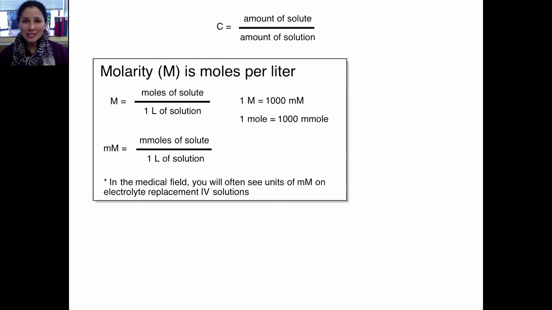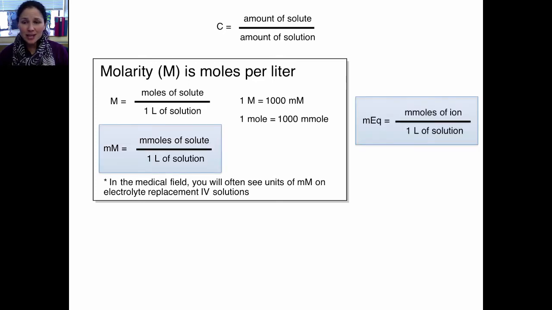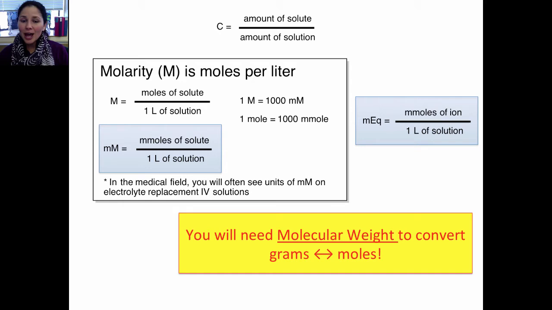A unit very closely related to millimolar is milliequivalence. An equivalent is an equivalent of charge. And so it basically tells you how many moles of charge are in a solution, or moles of ionic charge. You can refer to your textbook to understand the relationship between these, but we won't deal with them any further in this class. Anytime you're dealing with molarity or millimolarity, it's handy to know how to convert between moles and grams. Remember, the way that you convert between moles and grams is using the molecular weight, or the molecular mass, which can be calculated from the periodic table. If you need to review this information, please see the activity on moles.